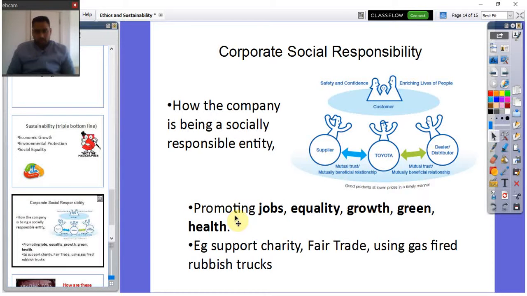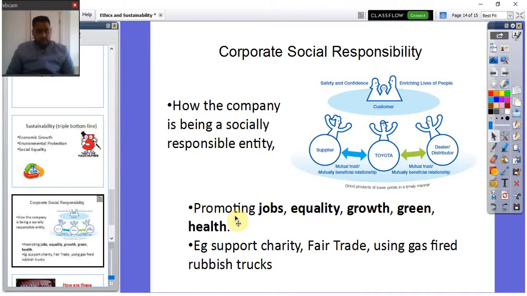Corporate social responsibility means taking everything into account when you're making business decisions, taking into account the supplier, the distributor, the customer, everyone, being a responsible company, basically. Promoting jobs, equality, growth, and green. These are all examples of corporate social responsibility.